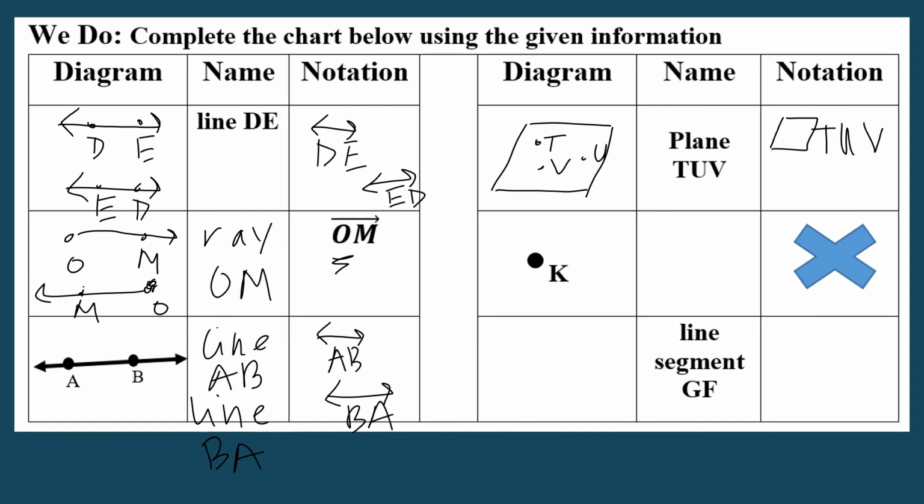For the next one, you just have a point, and the letter is K, so it's just point K as the name, and there is no notation.